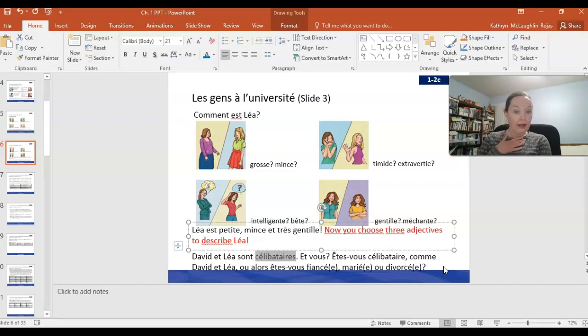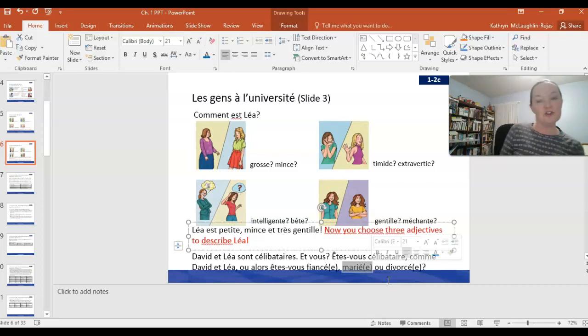So dans mon cas, in my case, je peux dire, I can say, je suis marié. And I would use the form with the E on the end because I'm describing myself. So I need to add the extra E. I could say, je ne suis pas divorcé. I'm not divorced. Je ne suis pas célibataire. I'm not single. I can even say, je ne suis pas fiancé because, well, I'm not engaged. I'm already married. So the only one that's true for me is, je suis marié.